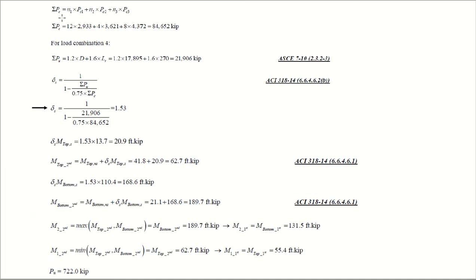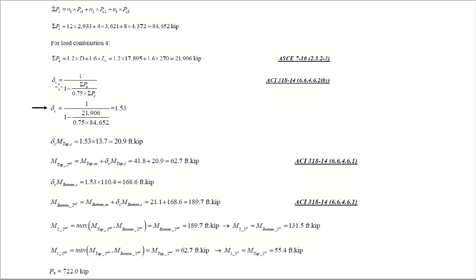Now summation of PE is equal to N1 into PE1 plus N2 into PE2 plus N3 into PE3. Summation of PE is equal to 12 into 2933. You calculated it, you calculated it, and you calculated it. For load combination 4, summation of PU is equal to 1.2 D plus 1.6 LR. You get this value. Now you know summation of PE, you know summation of PU.